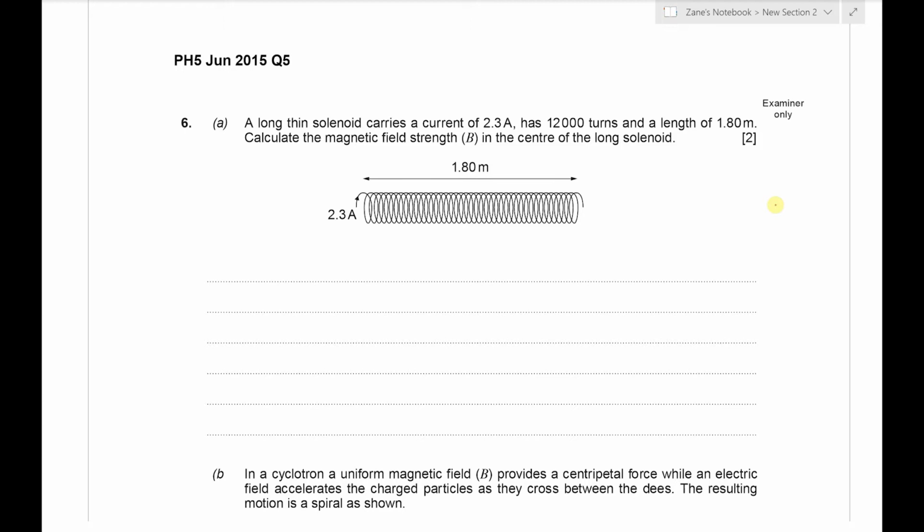For part A of the question, we've got a long thin solenoid with a current of 2.3 amps, 12,000 turns and a length of 1.8 meters. We've got to calculate the magnetic field strength in the center of the solenoid. Well, this equation is given to us in the data book: B equals mu naught n i. Mu naught is 4 pi times 10 to the minus 7.